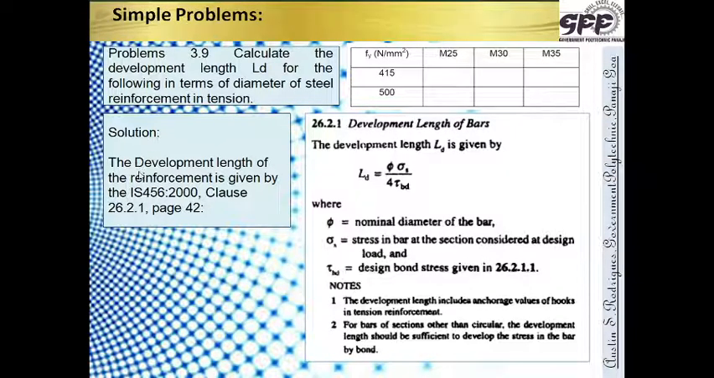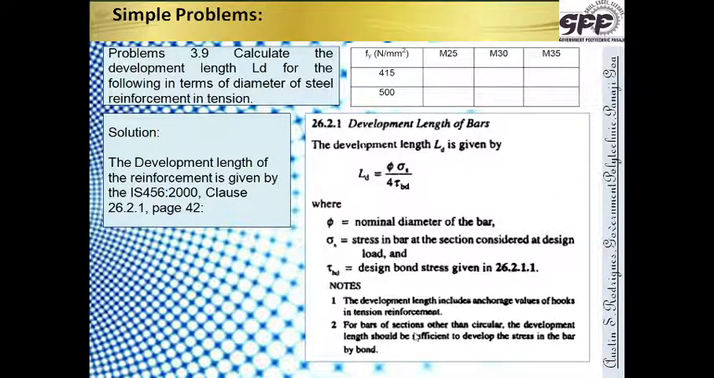Fe500. Now the development length of the reinforcement is given by the clause in the IS code 456-2000, clause 26.2.1, page 42. Now when we look at page 42, LD is given by phi into sigma s upon 4 tau bd, where phi is the nominal diameter. So over here we need not substitute the values, we have to get the answer in terms of the diameter. Sigma s, we all know, is the stress in the bar at the section considered, that is at the design load.